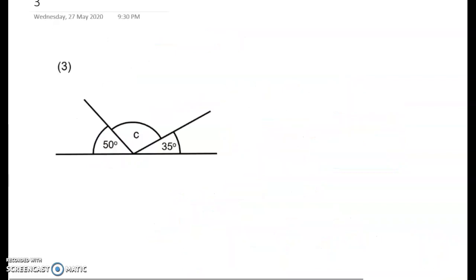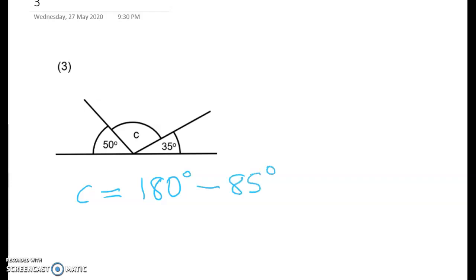On to question 3. So this is actually a unistructural one. This is just an example of angles on a line. So we can say that C is equal to 180 degrees, take away 85 degrees. You don't have to show my adding up for those, it's fine. And that gives me 95 degrees. And my reason is that angles on a line add up to 180 degrees.